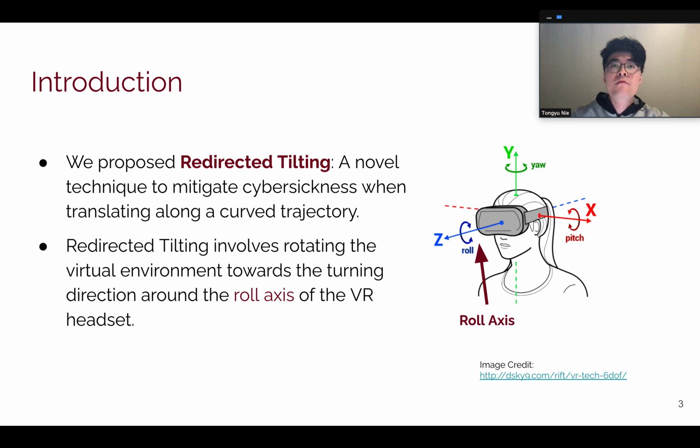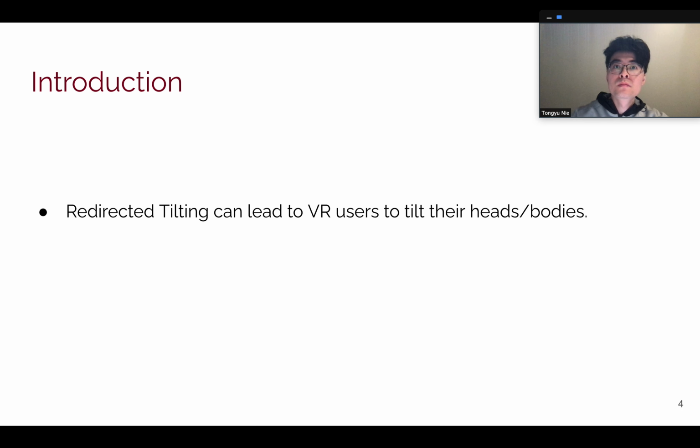Redirected tilting involves rotating the virtual environment towards the turning direction around the headset's roll axis. With the VR view tilting inward, this imitates the visual response of dragging the body to the rotation center using centripetal force. We hypothesized rotating the virtual environment could lead users to tilt their bodies in the same direction.